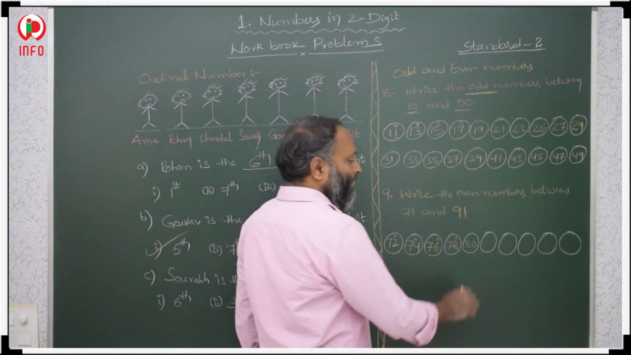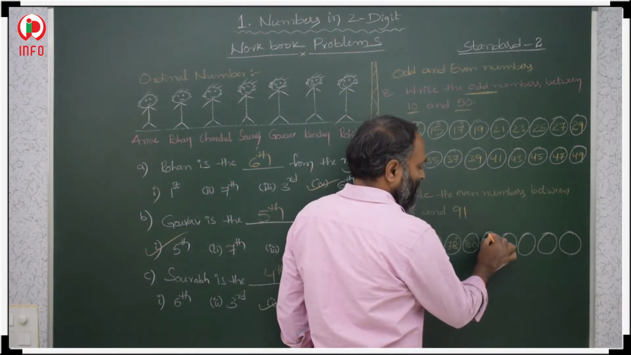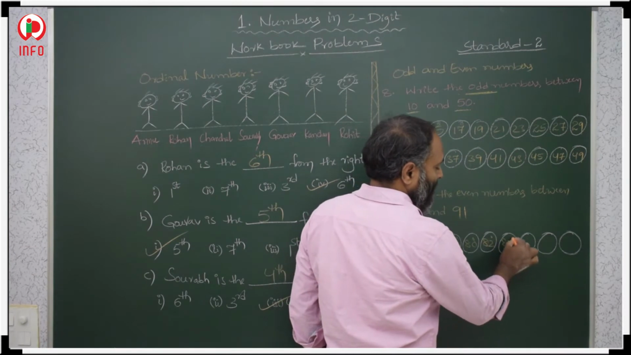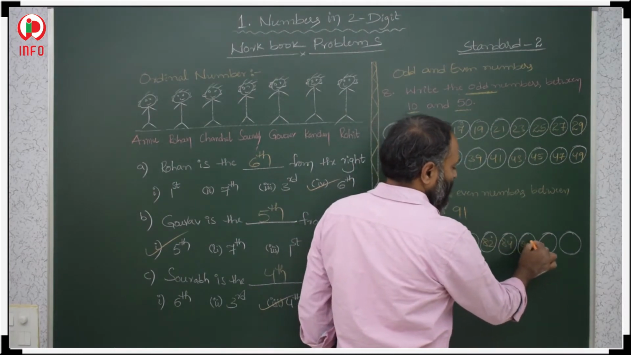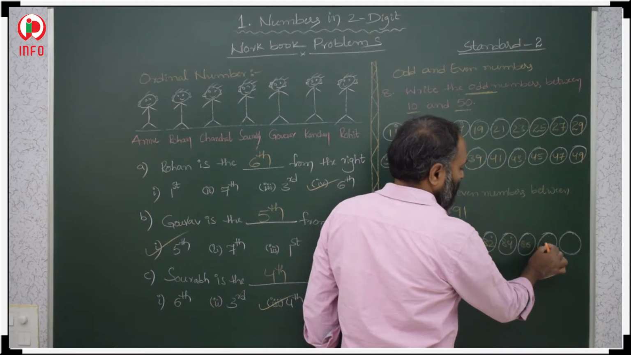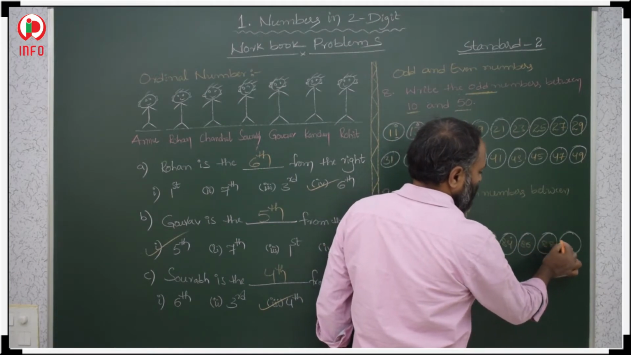0 is also an even number. Then 82. 2 is an even number. Then 84. 4 is even. Then 86. Even number. 88. Even number. Then 90.